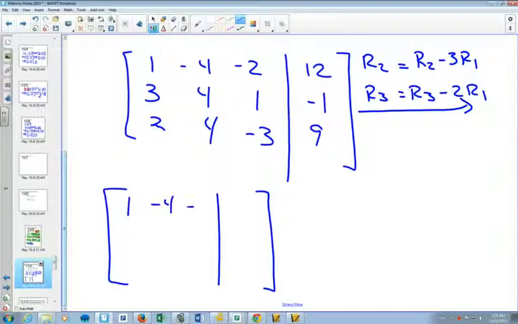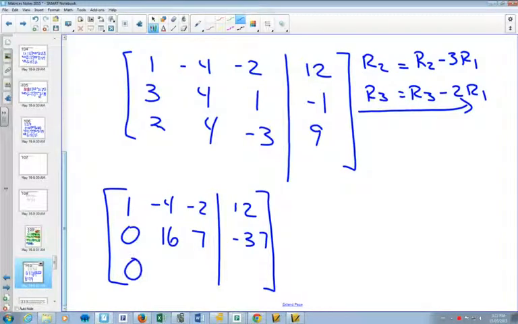And so row 1's not going to change. And we're going to get 0 there. We're going to get 4 plus 12, 7, -37. And here we're going to get 0. This one minus 2 would be 12, 1, -24 plus 9, -15.